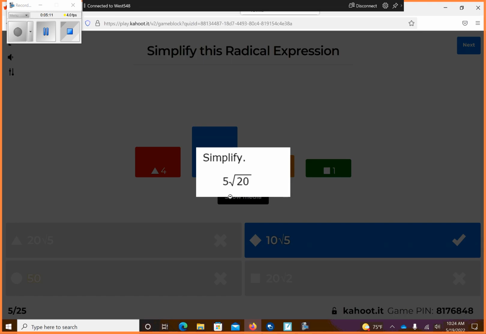20 breaks down to 4 times 5. And I realize it's 10 and 2 as well, but 4 is the biggest perfect square. Take the square root of 4, you get 2. 2 times the outside 5 gives you 10. And then you get 10 root 5.